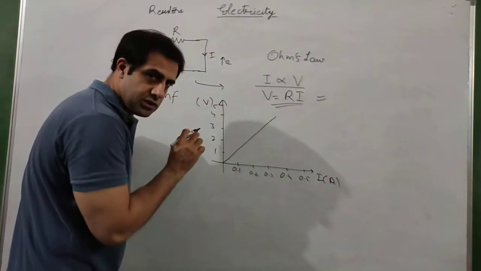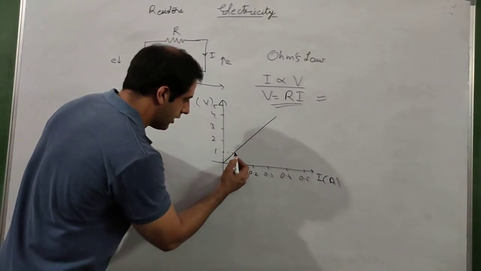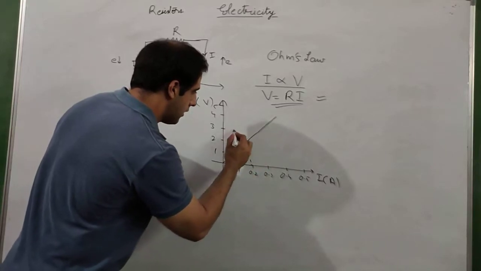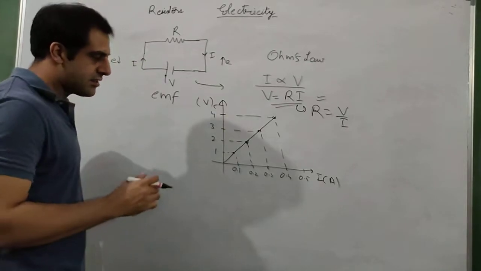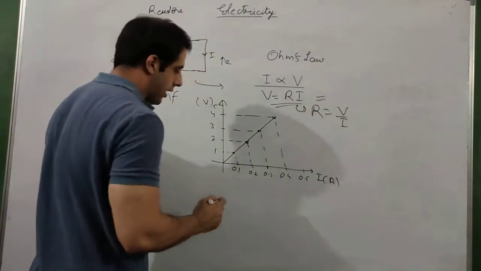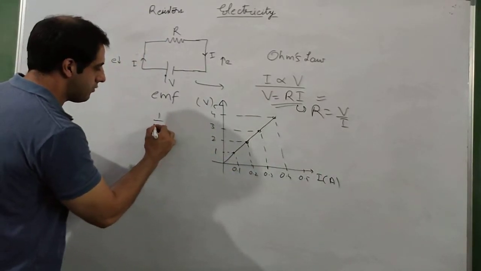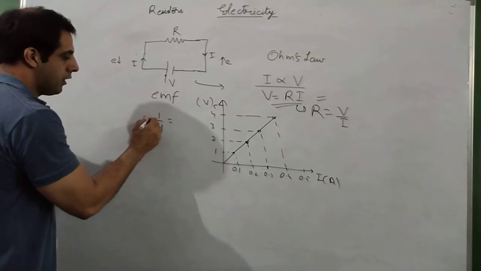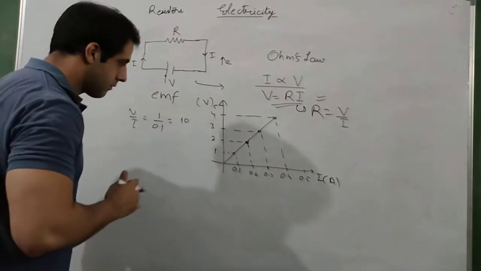Now let us take points from whatever we have plotted, for better understanding. These are the points, and from this relation we can have R equals V upon I. So let us test that. For every point, let us do V upon I. For this point, V is 1 and I is 0.1. So what will be the value of V upon I? The value of V upon I will be 10.